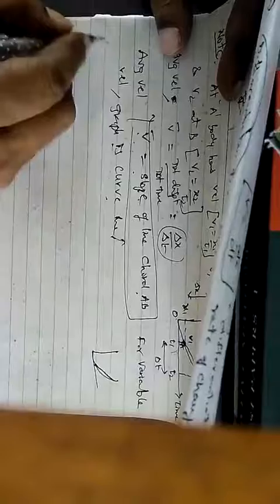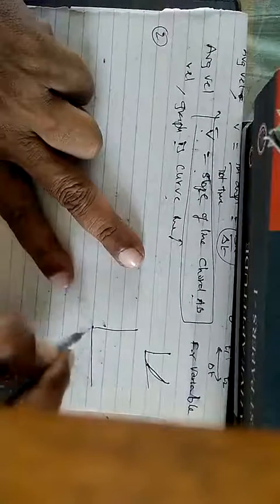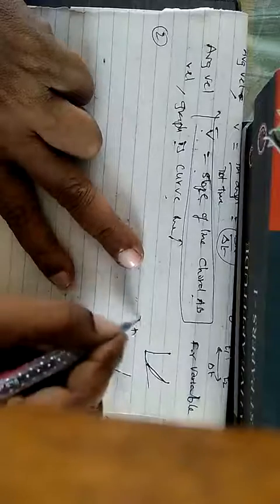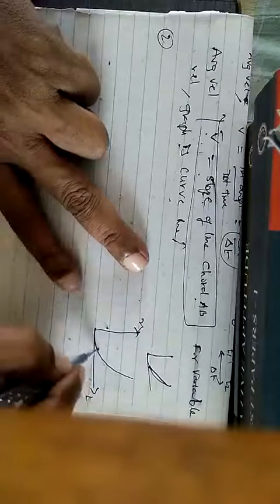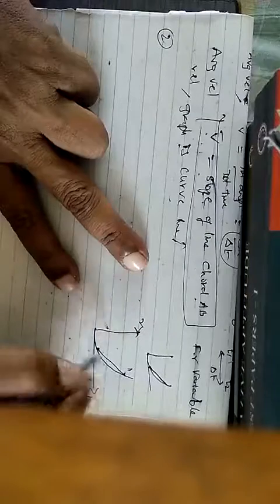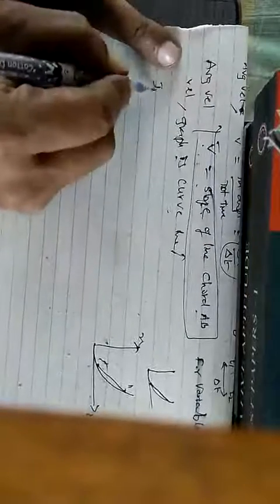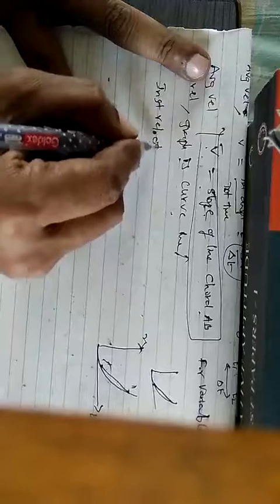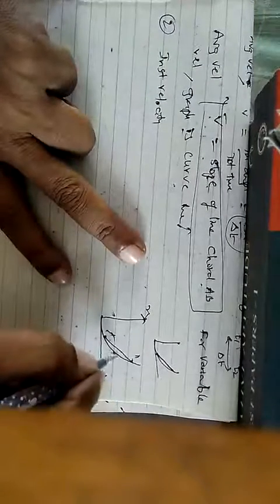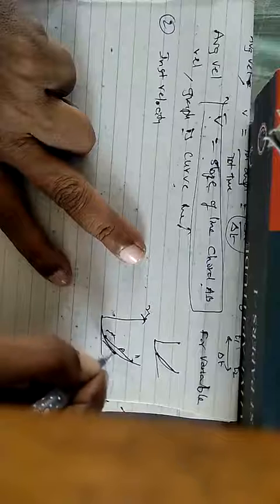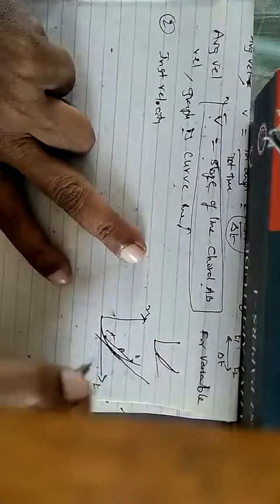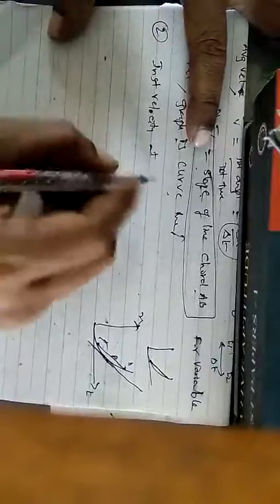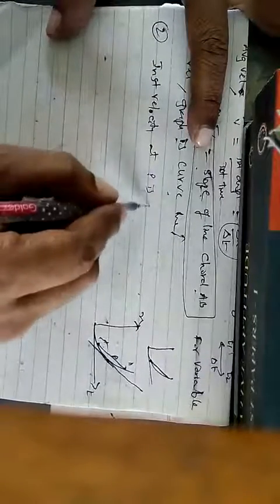Next, the second point. Note the first point is this, and the second point is like this. Again I am drawing the same graph: this is position and this is time. This point is A and this point is B. Now I want the instantaneous velocity. To get the instantaneous velocity, what do we do? Take a point P here. At this point P, draw a tangent.